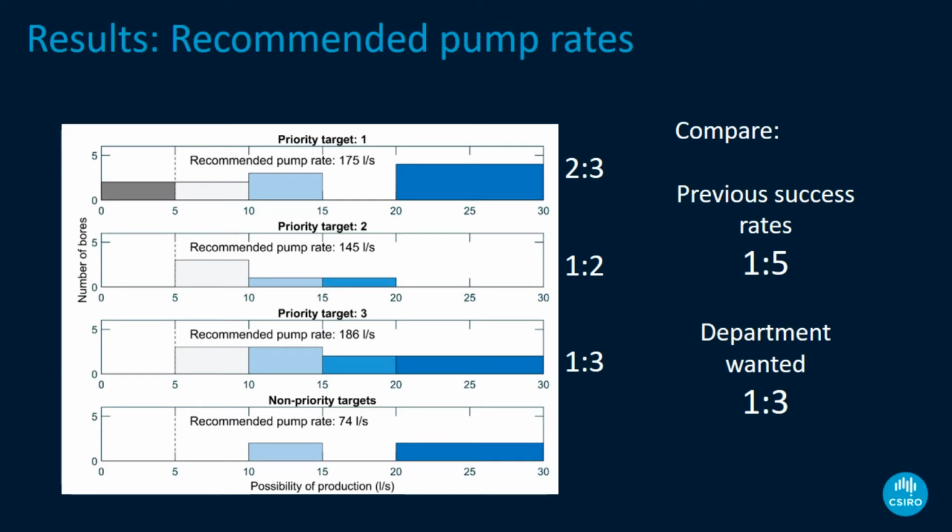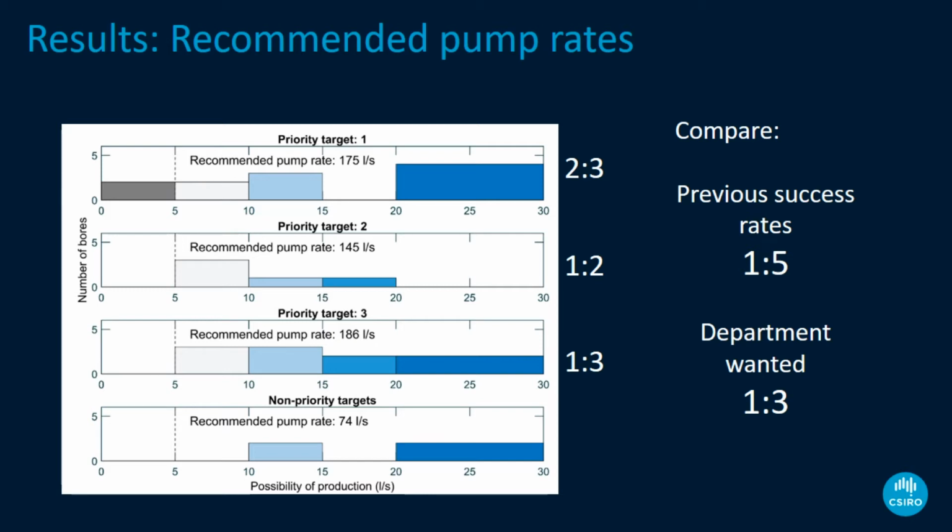the priority targets one, there weren't very many targets that we had. There was some like 10 or 15. But we had a conversion rate from exploration drilling to production wells of 2 in 3. So every 3 exploration holes that we put down, 2 of them were recommended to be production.